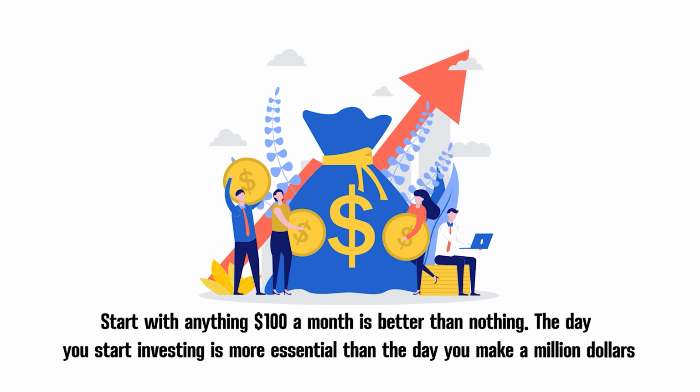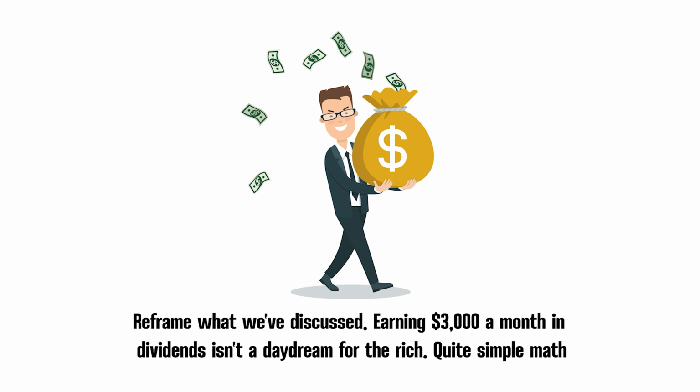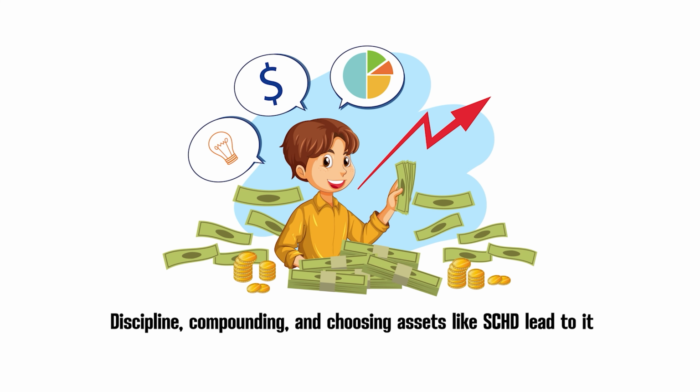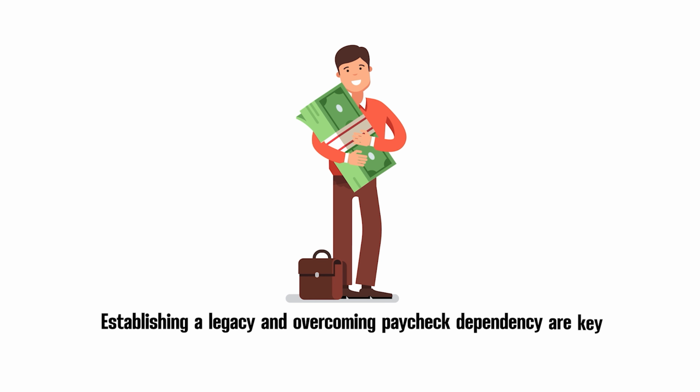Start with anything. $100 a month is better than nothing. The day you start investing is more essential than the day you make $1 million. To recap what we've discussed: earning $3,000 a month in dividends isn't a daydream for the rich. Quite simple math, discipline, compounding, and choosing assets like SCHD lead to it. This is about freedom, not figures on a screen. The security of knowing your bills are covered whether you work or not. Establishing a legacy and overcoming paycheck dependency are key.